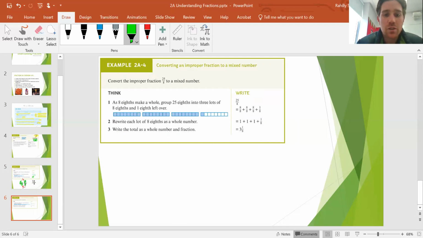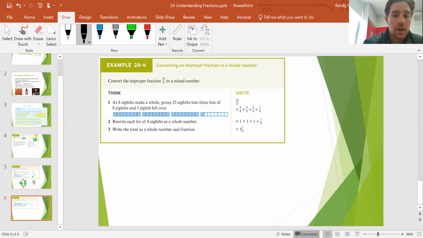Convert the improper fraction 25 over 8 to a mixed number. So what we need to do is work out how many whole groups of 8 there are in 25. 8s make a whole group, so 25 eighths is 3 lots of 8 and 1 eighth left over. So you need to work out how many 8s go into 25 without going over.